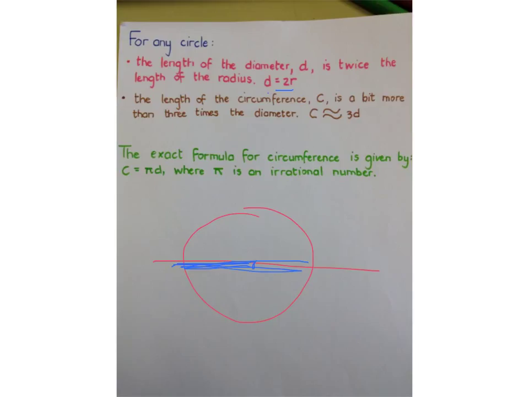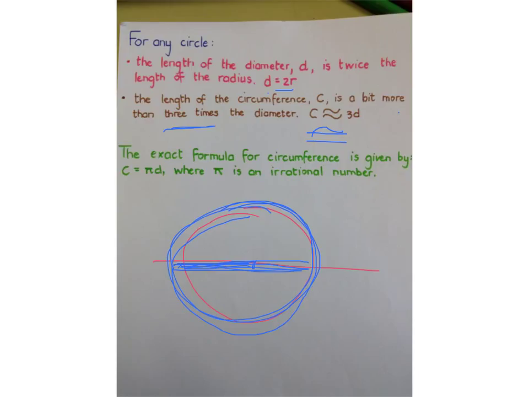The length of the circumference, that's all the way around here, which we call C, is a little bit more than 3 times the diameter. So that is not an equal sign. What it actually means is approximately 3 times the diameter. If you know what the diameter is and you times it by 3, it's not exactly, but approximately what your circumference is, okay?